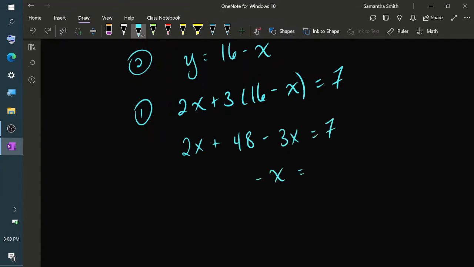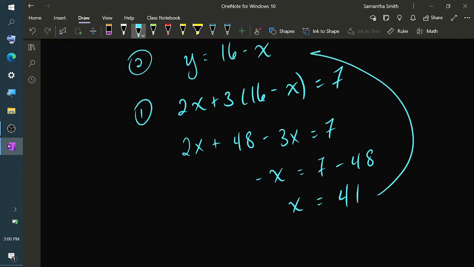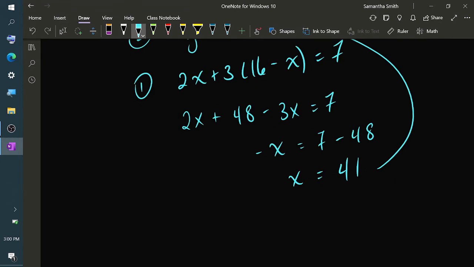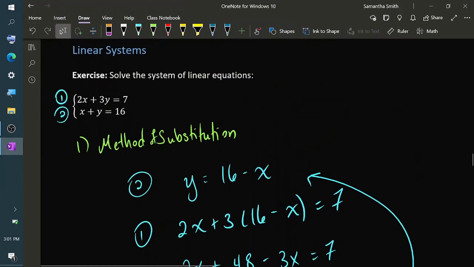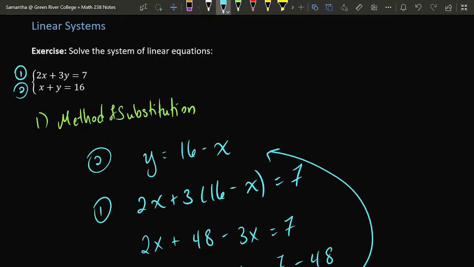And therefore negative x is equal to 7, take away 48. So x is equal to positive 41. If I plug that back into the equation which relates x and y by y is equal to 16 minus x, if I plug 41 into x's position, then I get y is equal to 16 minus 41, which is equal to negative 25. So these two numbers, x equals 41 and y equals negative 25, will make both of the equations in the system true at the same time. And therefore that pair of numbers would represent a solution to the system.